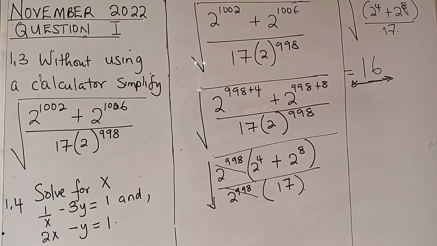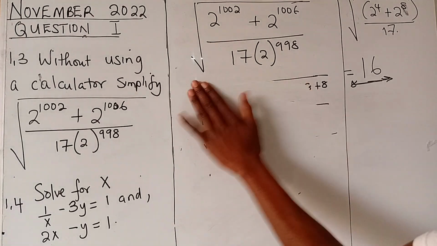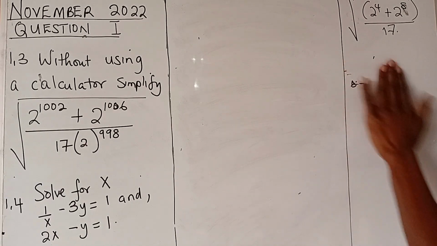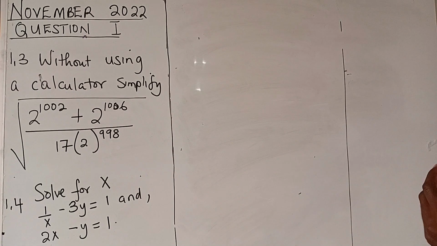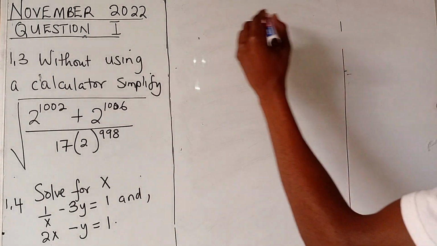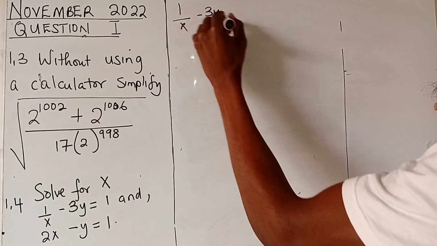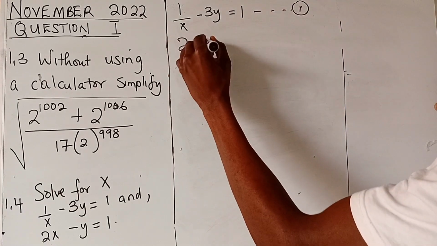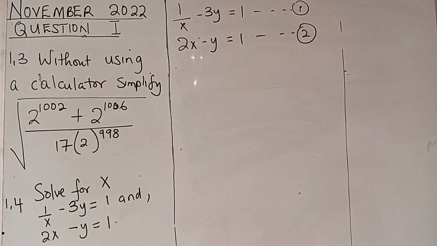Now let's move on to our last question, which is a simultaneous. And simultaneous mostly carries 6 marks. So the question is saying, solve for x given that 1 over x minus 3y is equals to 1 and 2x minus y is equals to 1. So we have 1 over x minus 3y is equals to 1. We can say this is equation 1. Then 2x minus y is equals to 1. This is equation 2. So what do we do here? Here we are going to use the substitution, isn't it?